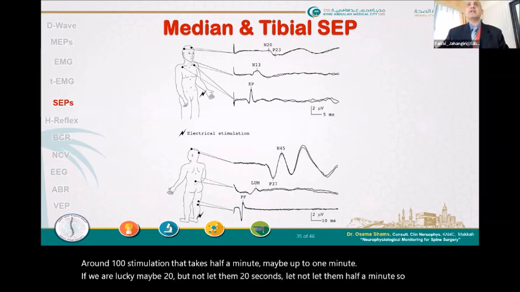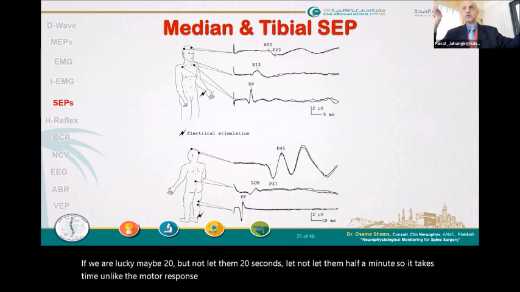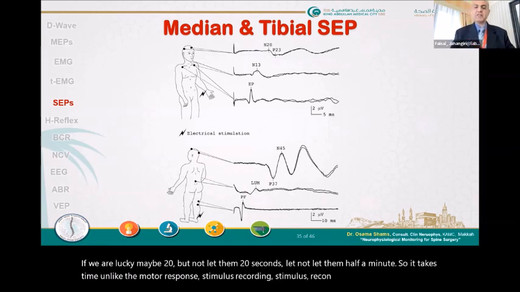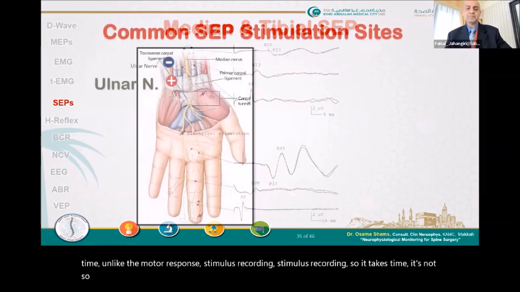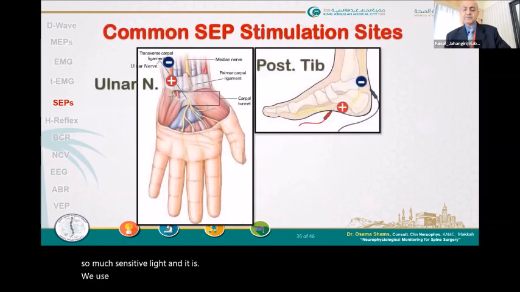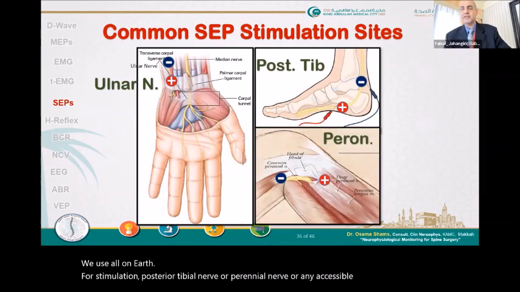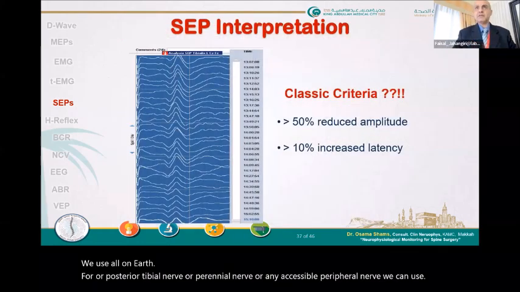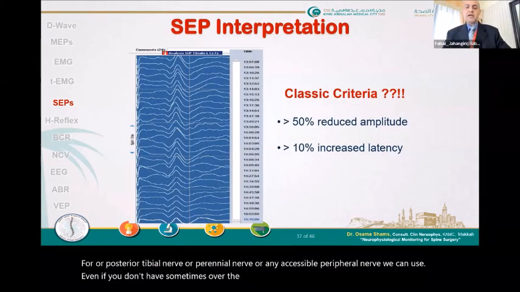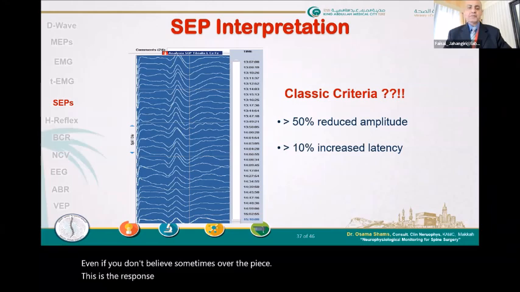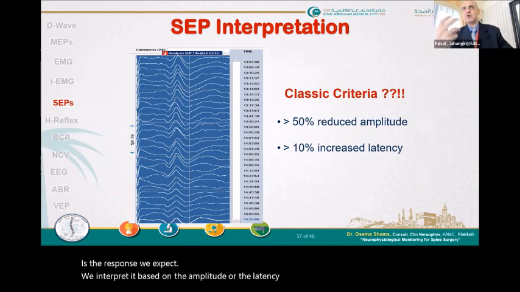So it takes time, unlike the motor response. Stimulus, recording, stimulus, recording. It's not as sensitive as MEPs. We use the ulnar nerve for stimulation, the posterior tibial nerve, or the peroneal nerve, or any accessible peripheral nerve we can use. Even the pudendal nerve sometimes, over the field. This is the response we expect. We interpret it based on the amplitude or the latency, but it's more or less subjective.